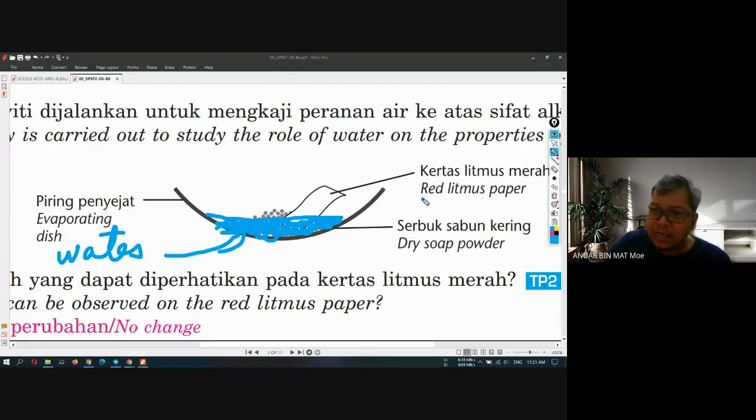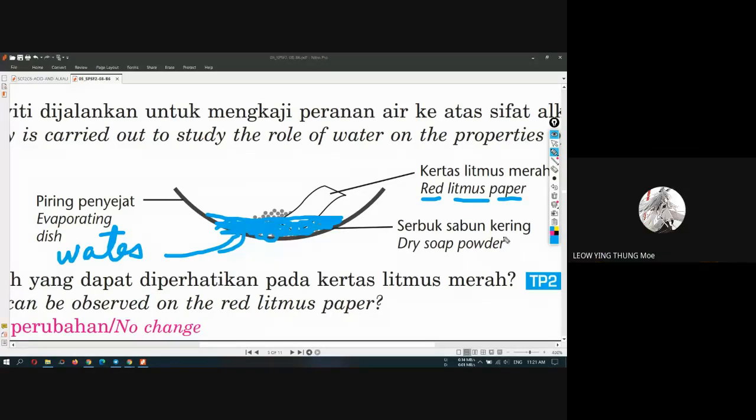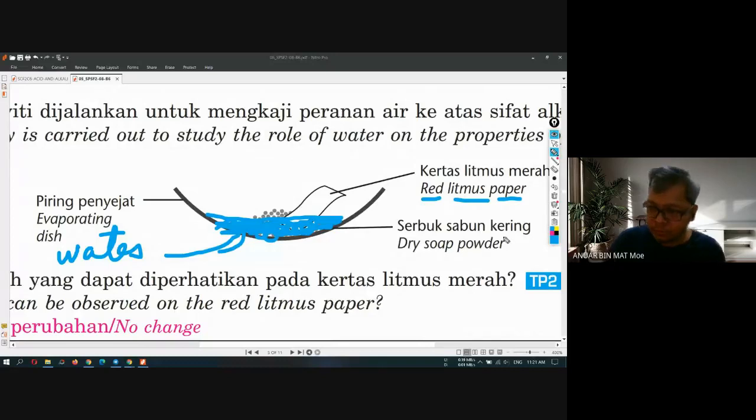Then you take a red litmus paper here. What will happen, do you think? It becomes blue. Yes, the red litmus paper becomes blue. So when the red litmus paper becomes blue, is it acid or alkali? Alkaline. You just remember: if the paper becomes blue, it is alkaline. If the paper becomes red, it is acid. This is for litmus paper.